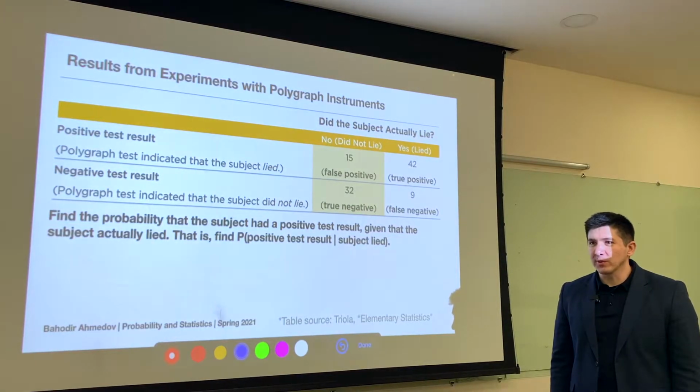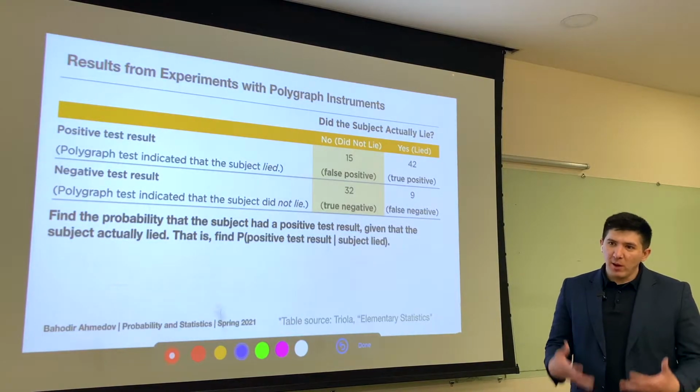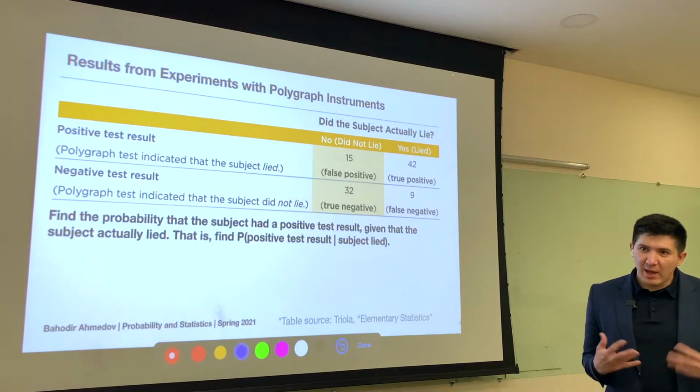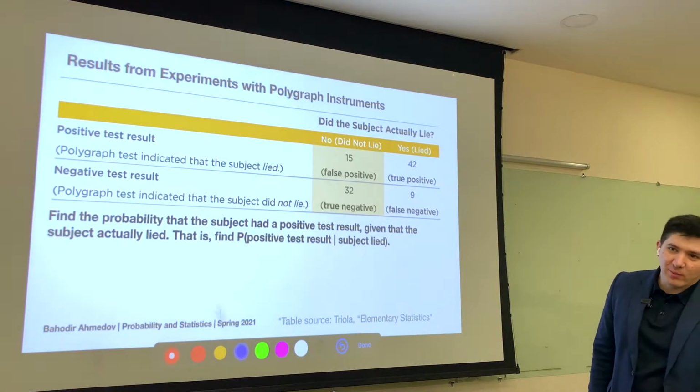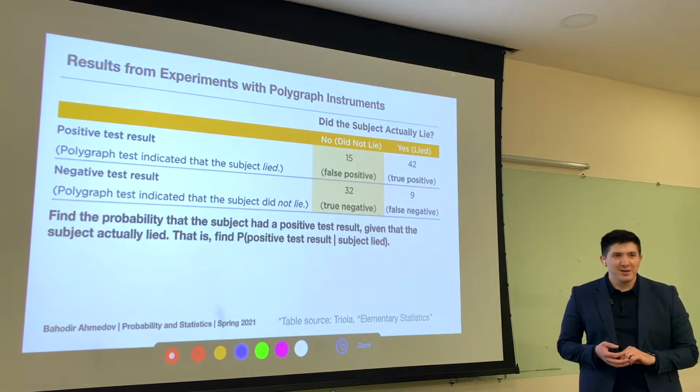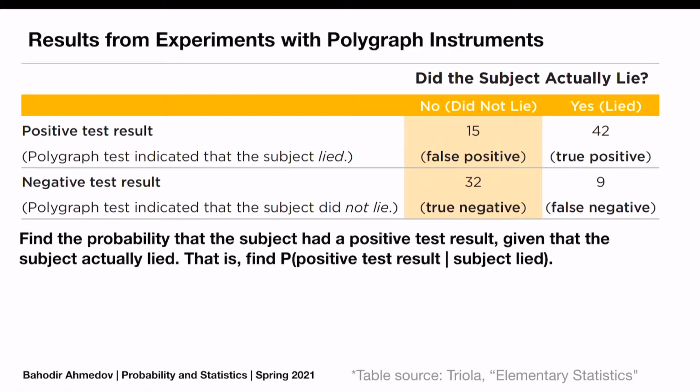I mean, it's super important, right? So I want that if a person lied, the polygraph should test positively for most of the cases, okay? So I would like to know, hey, if he lied, what is the probability that the polygraph showed this positively? Okay, now the sample space is going to be different, right? Because I know that he already lied. So I need to choose only the people who have lied. So how many people who have lied?